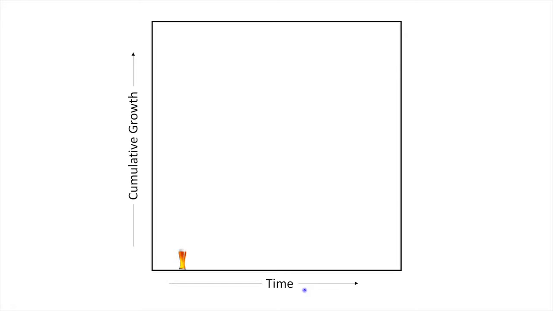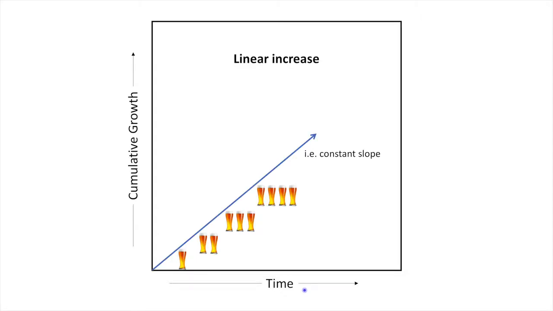So on day one, we're going to drink one beer, the next day another one. So after 2 days, we have drank a total of 2 beers, 3 beers after 3 days, 4 beers. Our total number of beers consumed is 4. This is an example of a linear increase of cumulative growth, and this line has a constant slope. And the growth here is by addition. We are adding one beer every day to the total number of beers consumed.